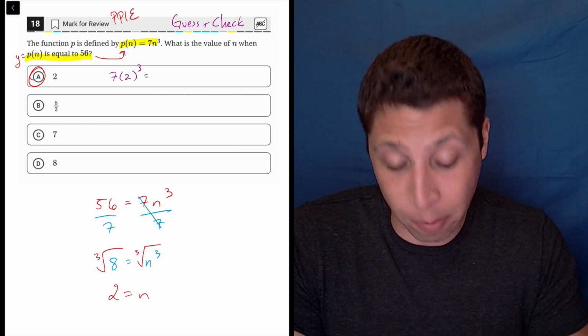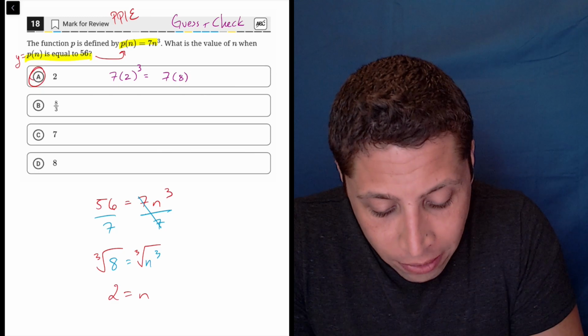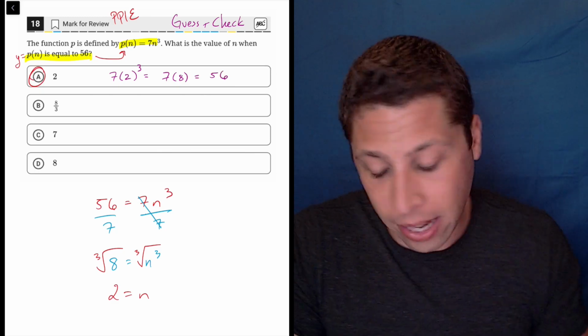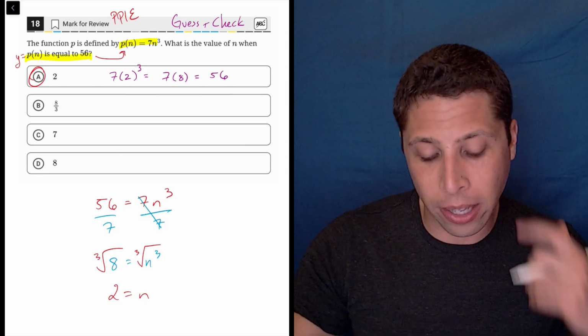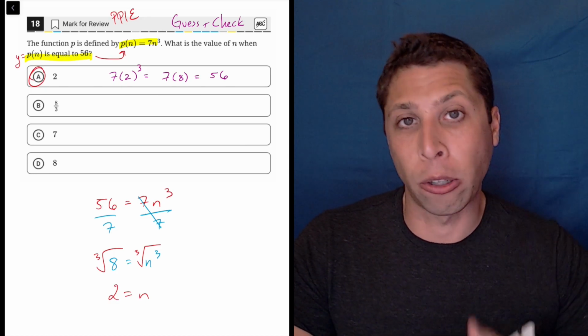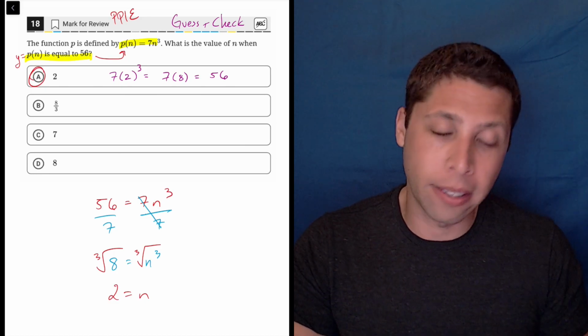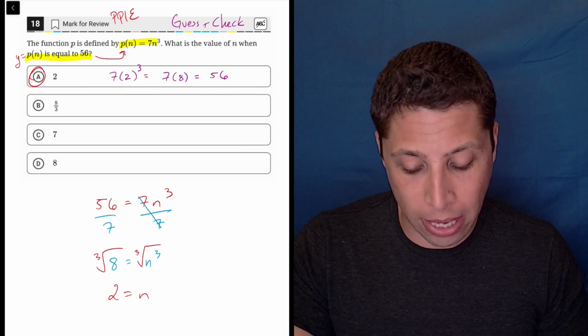Well, first we have to do the exponents. 2 to the third is 8. 7 times 8 is 56. And the calculator is pretty good at this, though you do need to make sure you're entering things correctly if you're trying to make the calculator do multiple steps at once. Parentheses matter, and the calculator can be picky.